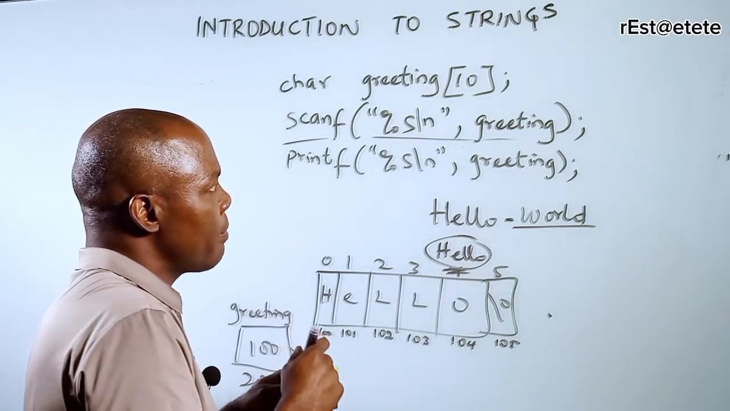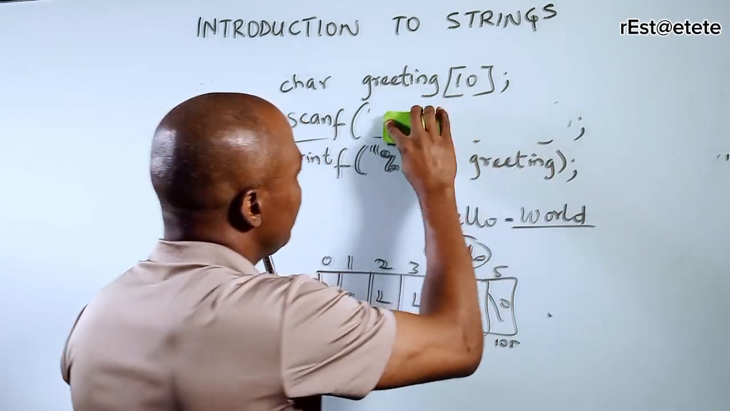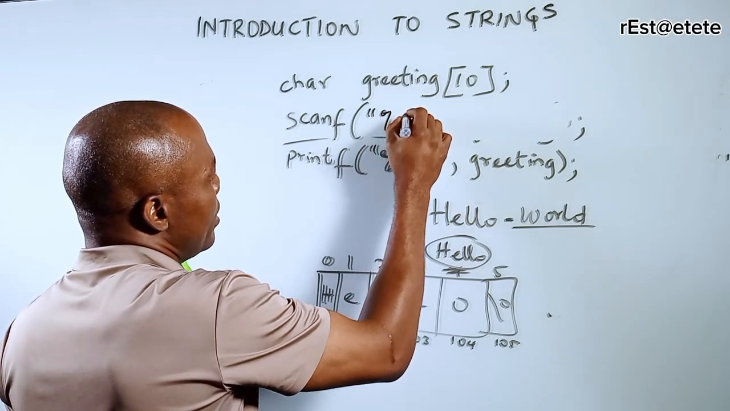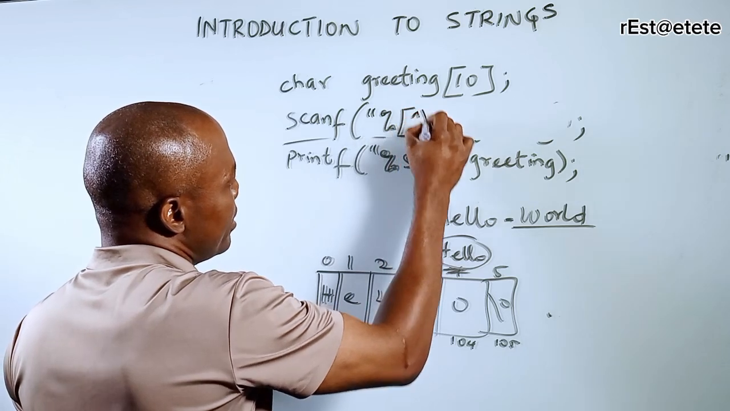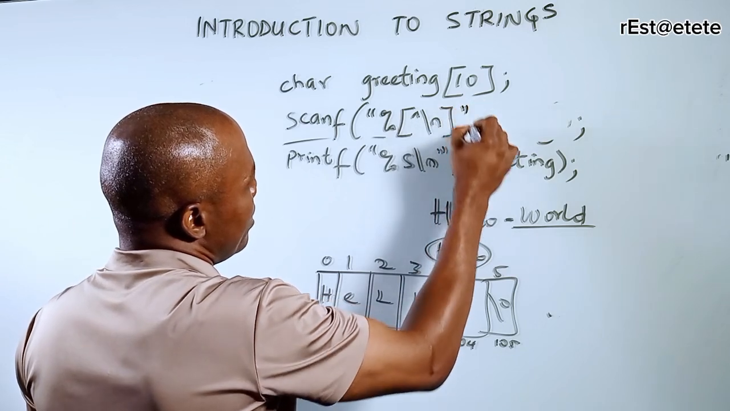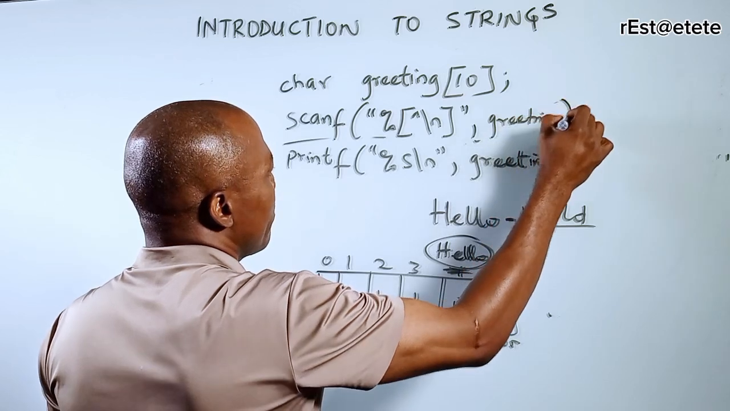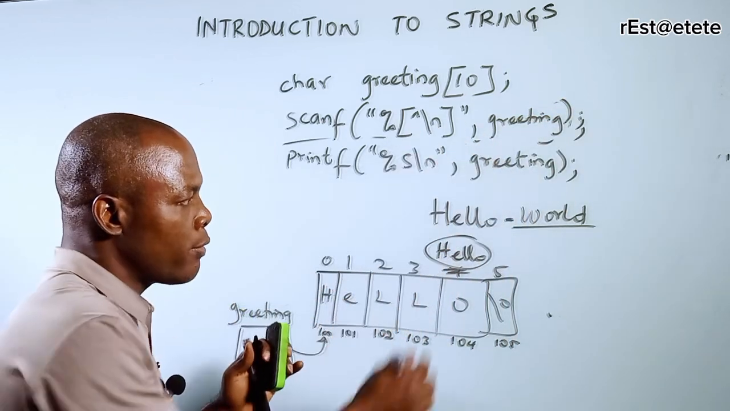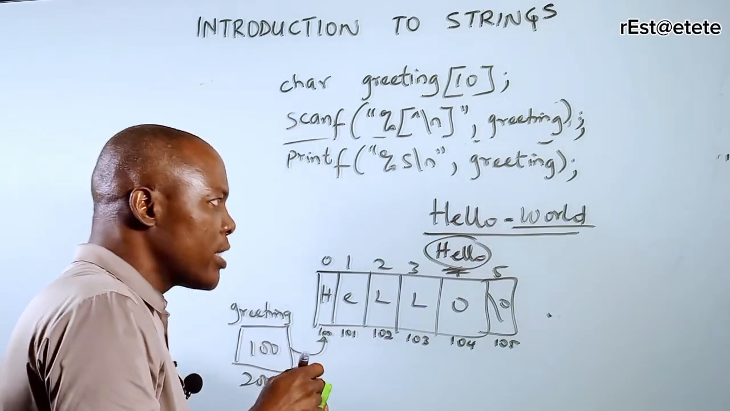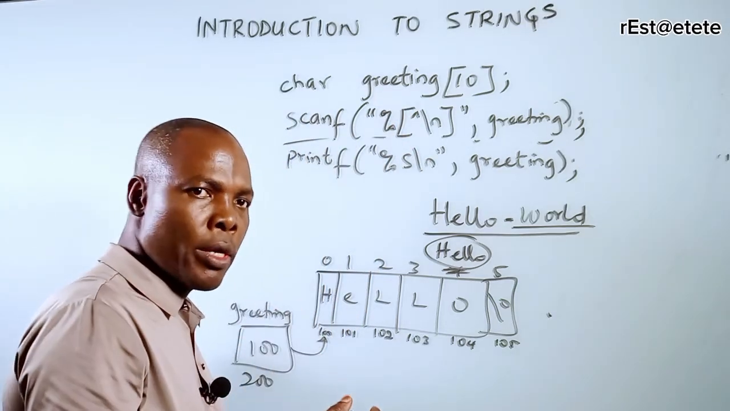So to solve that problem, we are not going to use this format specifier. I am going to use %[^\n], then greeting. Right? This one will solve the problem of taking everything that I've written, hello world. But there is still another problem with this. It is called buffer overflow.